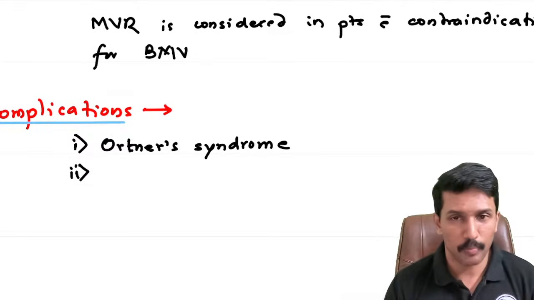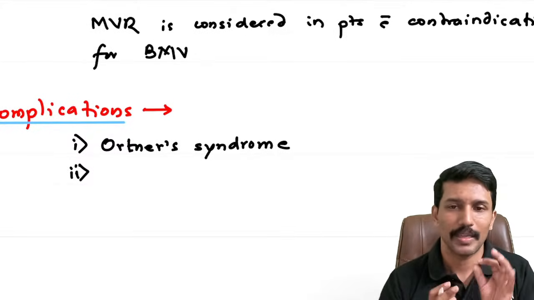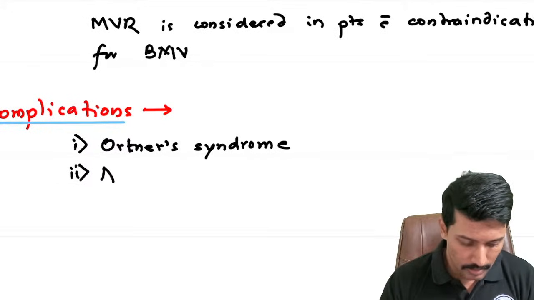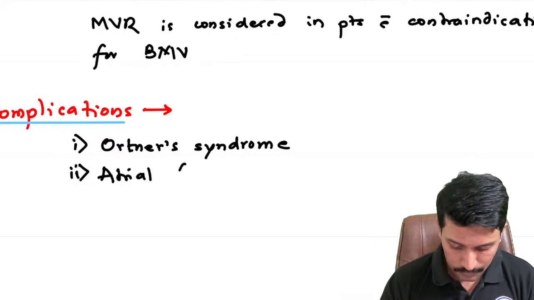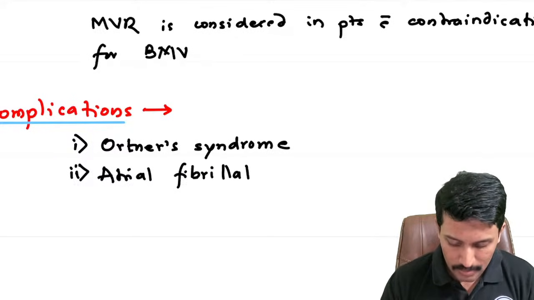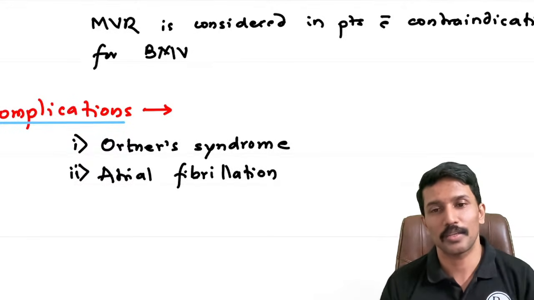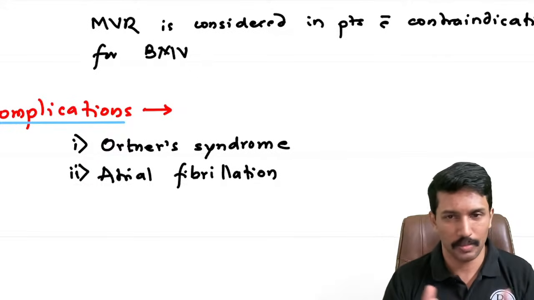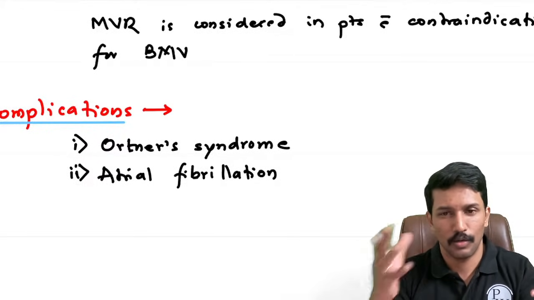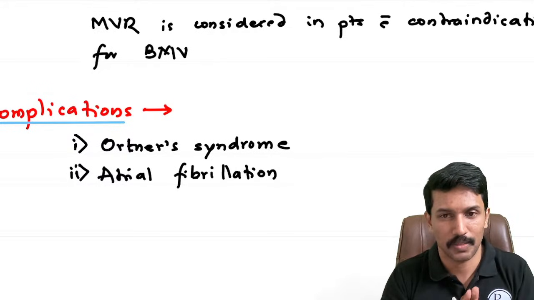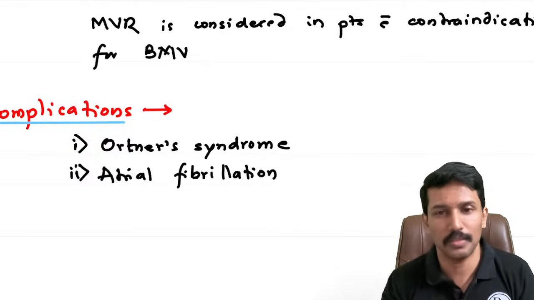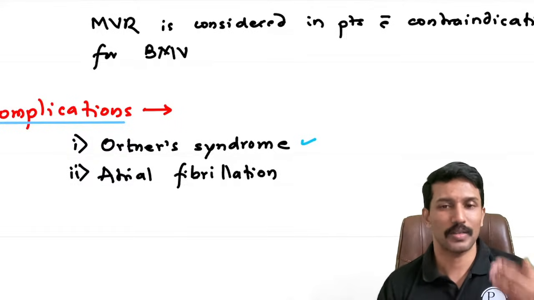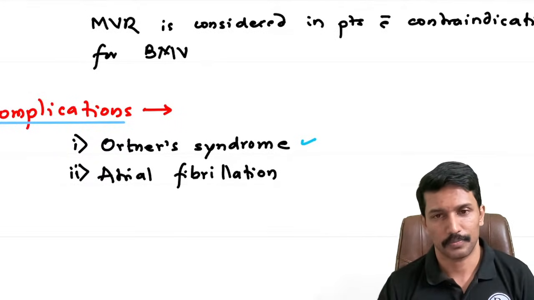Then second complication, this enlarged left atrium increases the risk of developing atrial fibrillation. So there is increased risk of atrial fibrillation. And again, remember this, the risk of atrial fibrillation is directly proportionate to the size of left atrium. Bigger the left atrium, higher the chance of developing atrial fibrillation. So in mitral stenosis, left atrium is dilating to compensate for the pressure rise that is happening there, right? The dilated left atrium is responsible for compressing the recurrent laryngeal nerve, giving rise to Ortner syndrome. The same dilated left atrium is also a risk factor for atrial fibrillation.